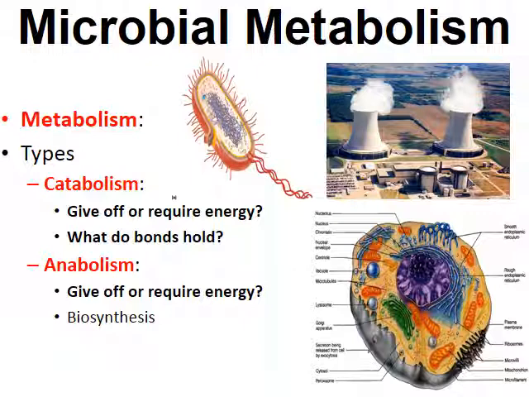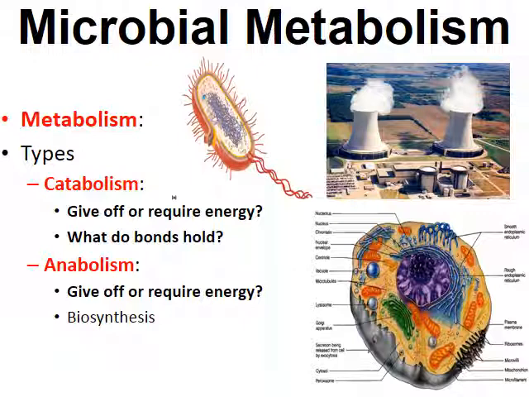Now, in catabolism, what's happening is bonds are being broken. And remember, bonds hold potential energy. And so as these bonds are being broken, energy is being released. Okay, but the cell's going to break stuff down into simpler components, and then those simple components will be processed and go through anabolism, which is biosynthesis. We're actually making biological molecules.